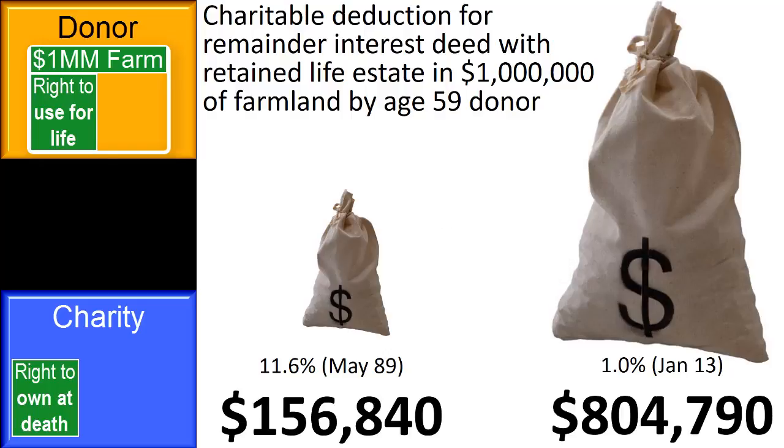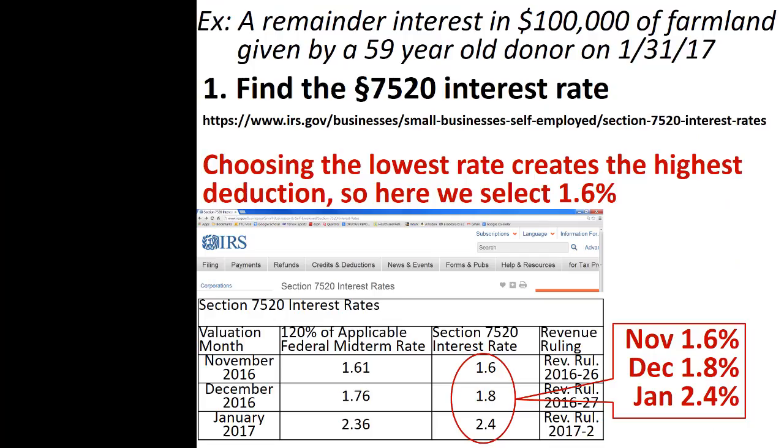This is also why gifts of remainder interests in homes and farmland with a retained life estate are so attractive during a low interest rate environment. This remainder interest giving technique is useful to keep in mind during such times because other more common techniques, such as charitable remainder annuity trusts, are often less attractive during a low interest rate environment.